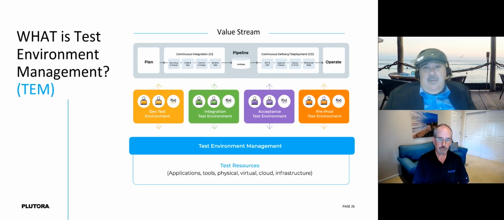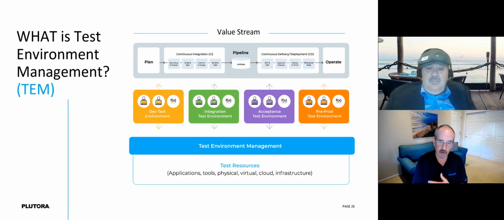If you don't have a test environment management system, frankly, you don't have the controls you need to understand what's going on with testing. So I really strongly recommend people give this attention, give it priority, invest in a test environment system, because it's going to have a massive effect on your overall pipeline performance for all your pipelines.